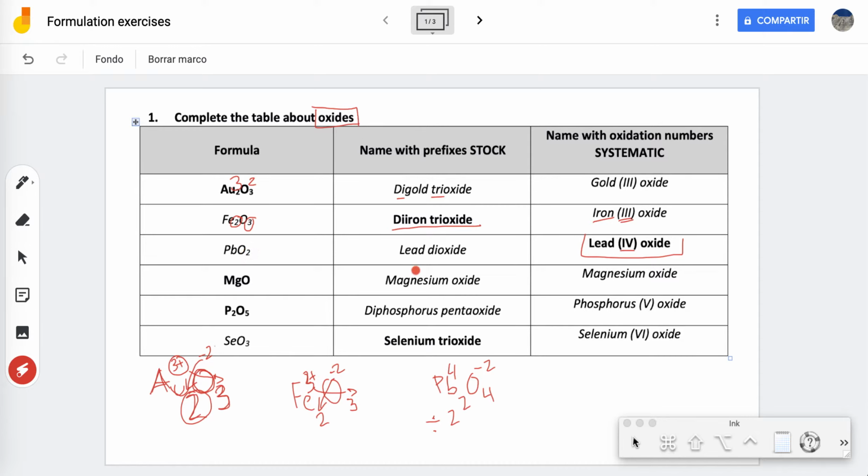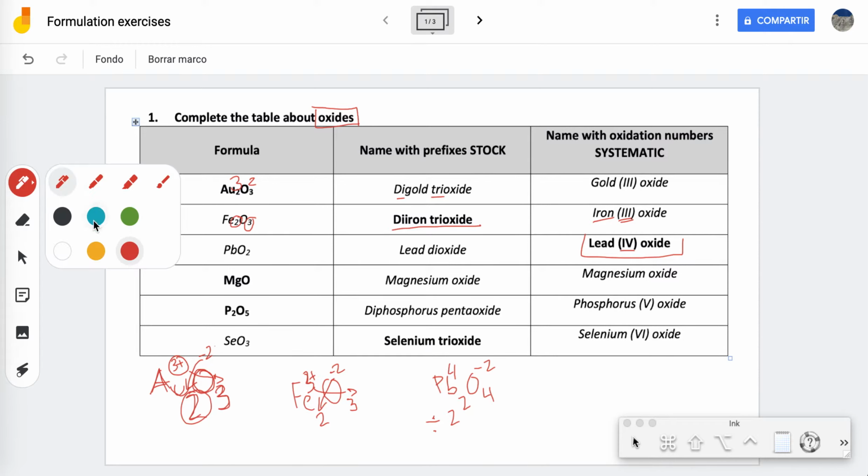Now that we have the formula of the compound, PbO2, it's easy to get the stock name: lead dioxide. I will choose another color. Dioxide. Okay, dioxide. Good.